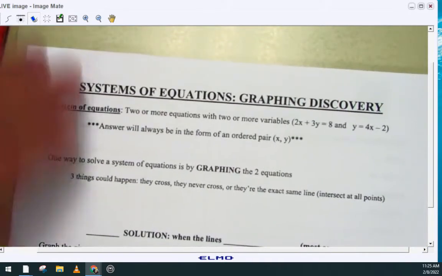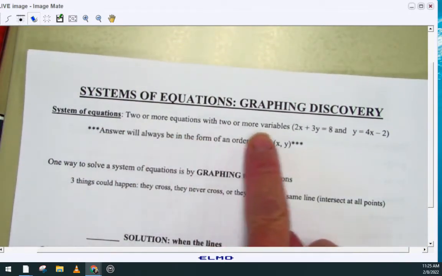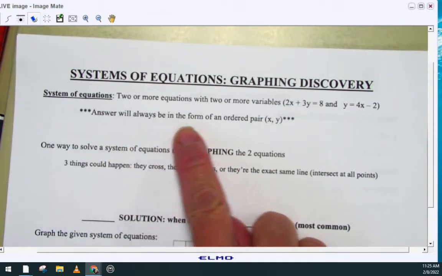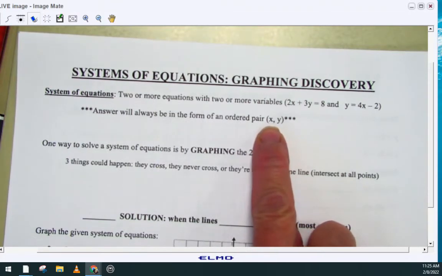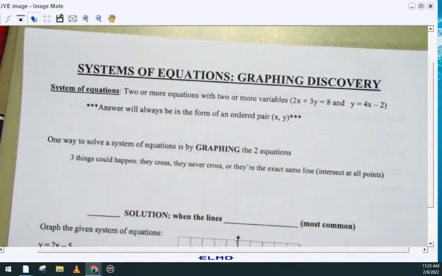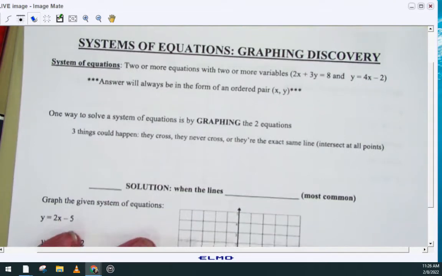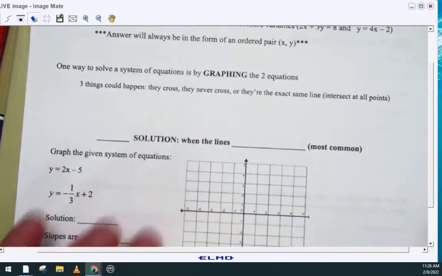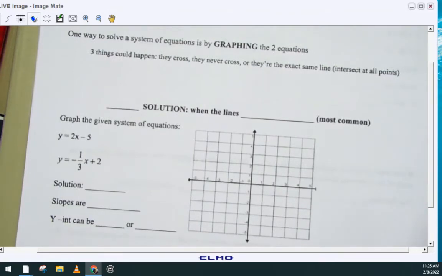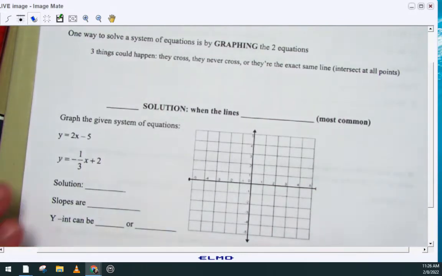Systems of equations: two or more equations with two or more variables. The solution will always be an ordered pair (x, y). One way to solve the system is by graphing, and that's what we've been doing. There are three ways that you could get this: they cross, they never cross, or they're the exact same line. So here we go. I'm going to graph this right here.